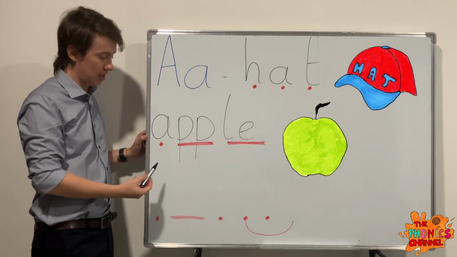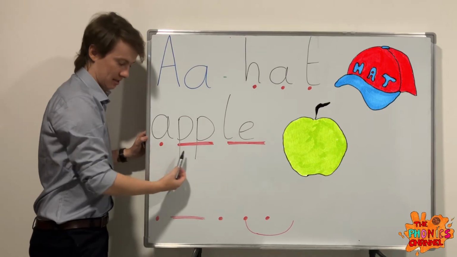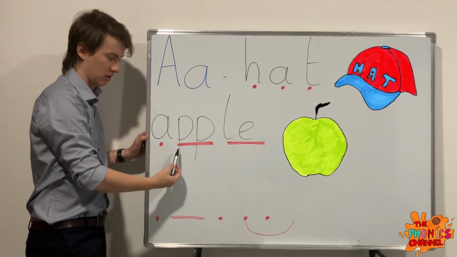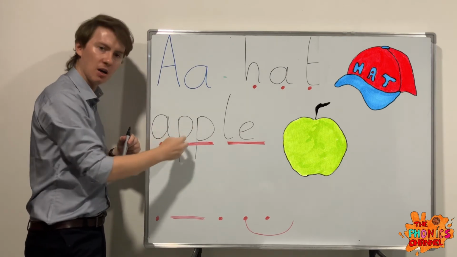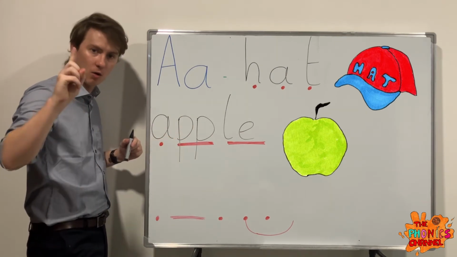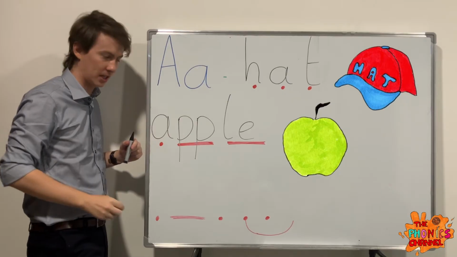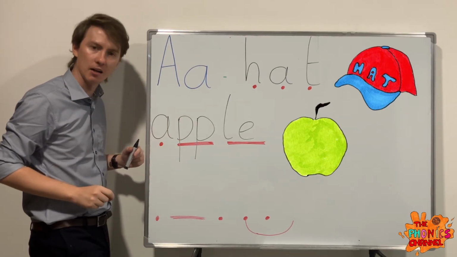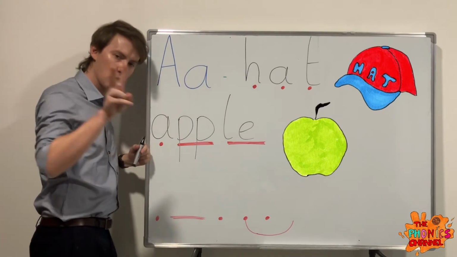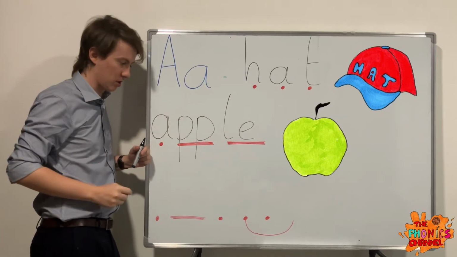And now you'll see we've got lines as well as a dot. We've got two letters. We've got two p letters making one p sound. So these two letters make one sound. This is called a digraph sound, so two letters making one sound.